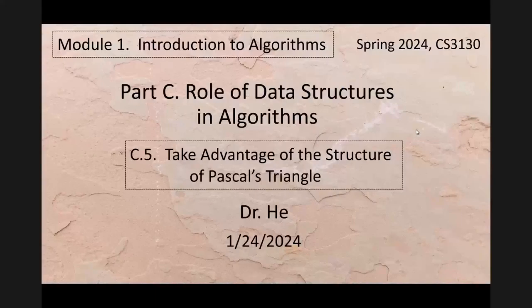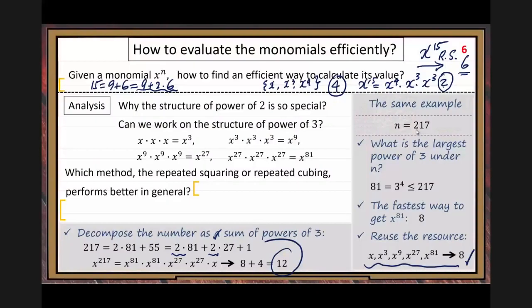So in our project 1, I will do Horner's rule, the brute force method, then add repeated squaring, then add repeated cubing, so you do things together. That is our first project. Any questions? All right, next.